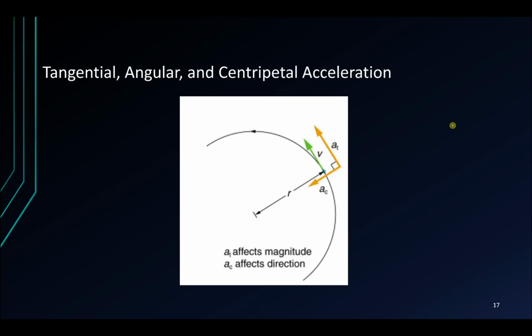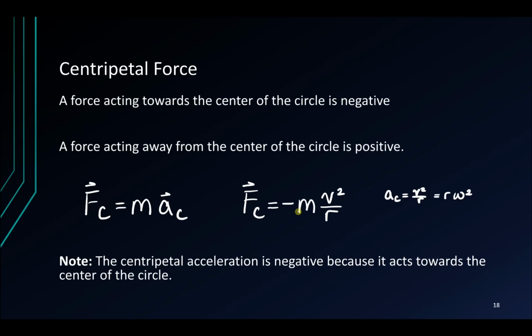So there is a relationship between tangential and centripetal acceleration, right? The tangential acceleration, or the acceleration that's tangent to the curved path, is going to affect the magnitude. The centripetal acceleration is going to affect the directionality of this velocity. So the centripetal force is the force that comes from centripetal acceleration. A force acting towards the center of the circle is going to be negative, and a force acting away from the center of the circle is going to be positive. So our centripetal force is going to be negative.